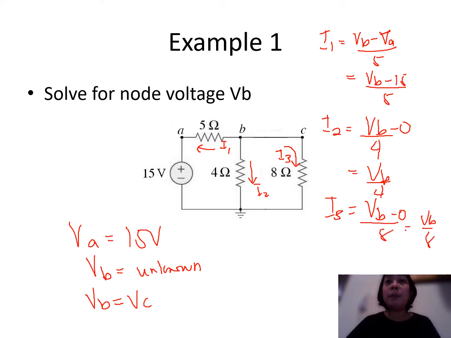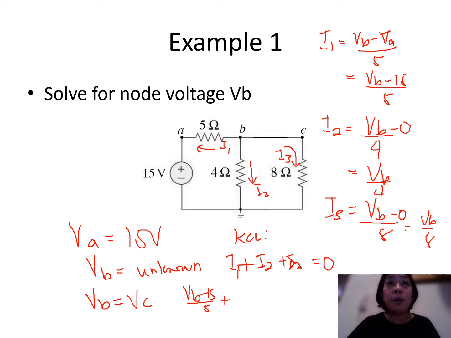Upon establishing these three current equations, we are now ready to write our KCL. So what is our KCL here? Our KCL there is equivalent to I1 plus I2 plus I3 is equal to 0. Rewriting that here in our equation, that is VB minus 15 all over 5 plus VB all over 4 plus VB all over 8 is equal to 0.